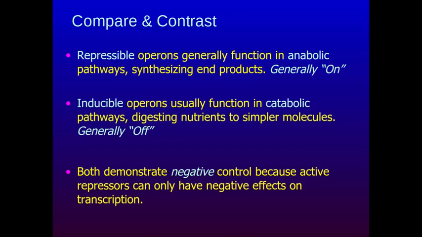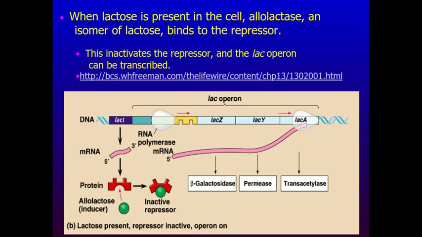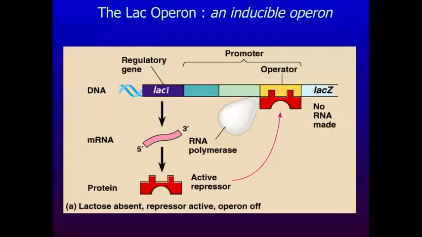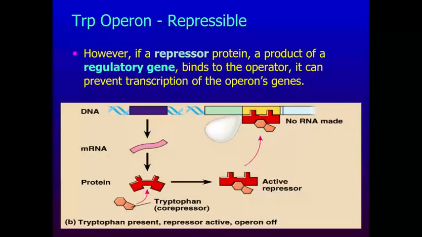They are generally off. Both of these operons, this was in your POGL, demonstrate what we call negative control because the active repressors turn off the operon. When the repressor is active, it's bound to the operator, and then we're not going to make those enzymes in both cases. Okay. Once again, here's the repressor bound. It's active. It's going to turn off the operon. Here's the repressor. It is active. It's turning off the operon.